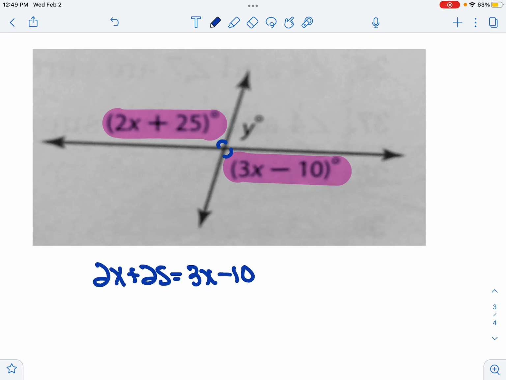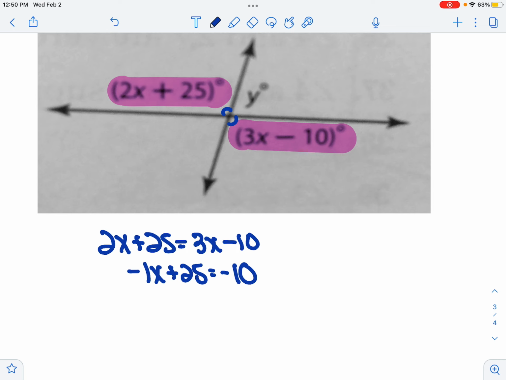So I'm going to subtract over the 3x. I'm going to get negative 1x plus 25 is equal to negative 10. Whoopsie. All right, I'm going to subtract over that 25. So I'm going to get negative 1x is equal to negative 35. And I'm going to get x is equal to 35. So now I have to find y.